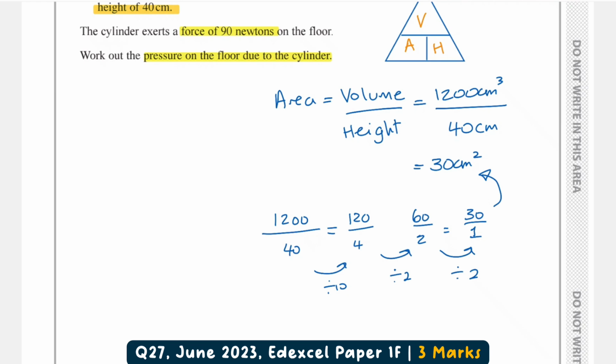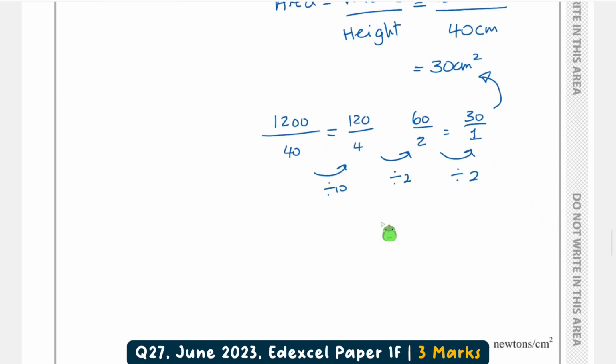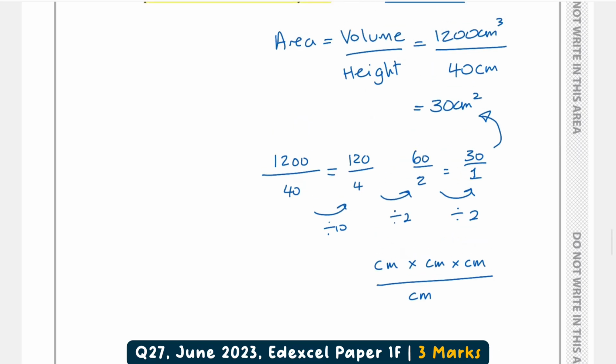And the unit is centimeters squared, because centimeter cubed is the same as centimeters times centimeters times centimeters, and if we divide by centimeters, we've got centimeter cubed here, which is this, 1, 2, 3, and the centimeters here is this one, so this centimeter divided by this one will give us a 1, and we're just left with centimeters squared.